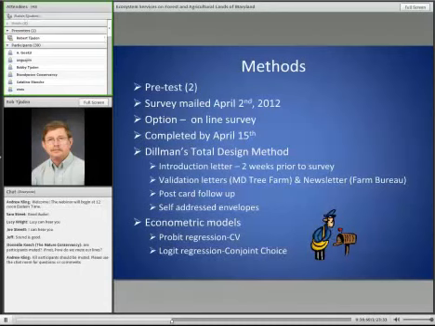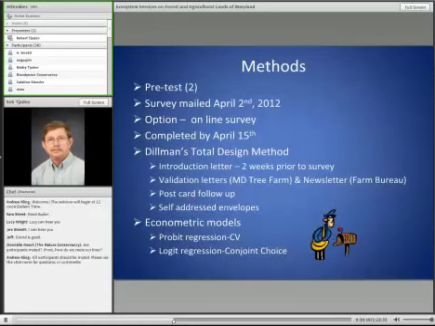Now, the methods that we used to do the analysis were really two. For the contingent valuation, the CV stands for contingent valuation, we used a probit regression analysis, and for the conjoint choice, we used a logit regression analysis. This is where I brought in the PhD students from agricultural resource economics to help with these analyses.